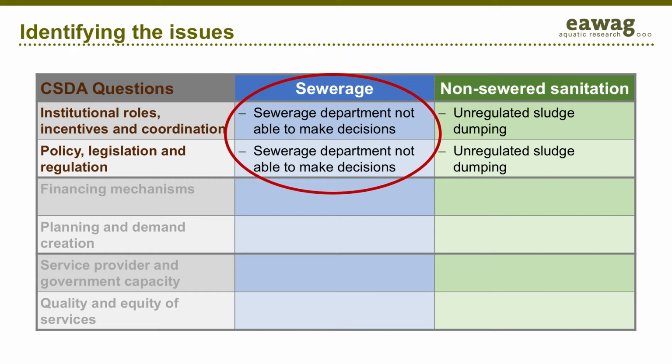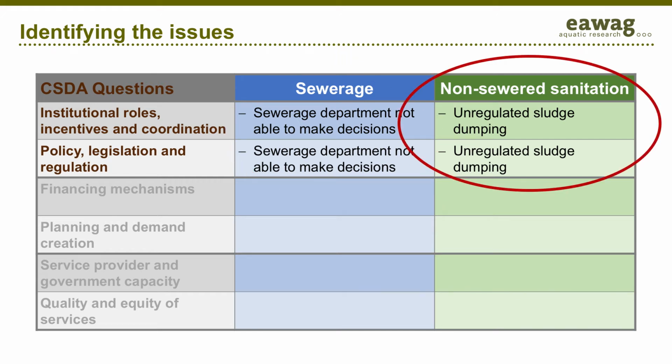The legislative framework does not recognise non-sewage sanitation at all. Indeed, the pit latrines used by 75% of the population within the urban area are illegal. The lack of legislation means that it isn't possible to regulate the emptying services, which are therefore informal.